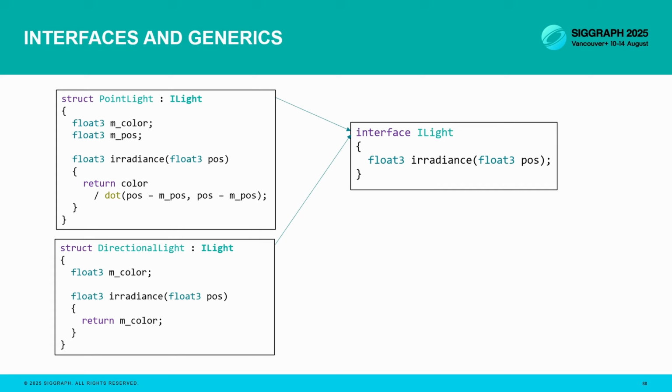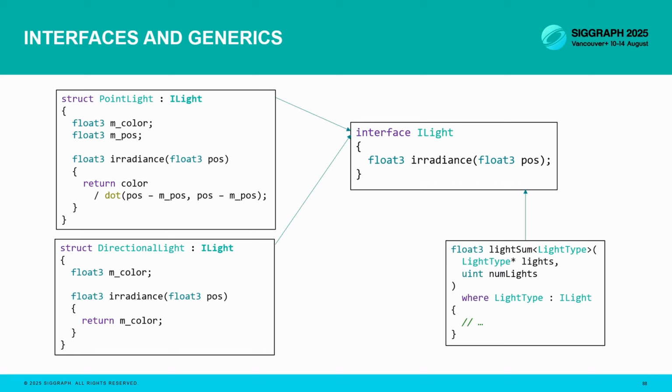Slang provides a solution to this. First, we define the interface in the box on the top right. This is saying that any type that conforms to the ILight interface must have a function called irradiance that takes in a float3 position and returns a float3. Then, over on the left, we say that PointLight implements the ILight interface by adding a colon followed by ILight, and we do the same thing for DirectionalLight. Now we can write a function called lightSum that can take in any light type. This is a generic function, and in fact, we've been seeing generics this whole time.